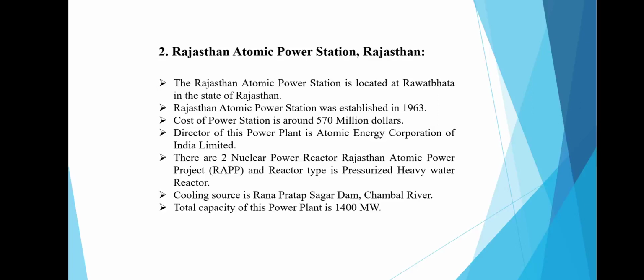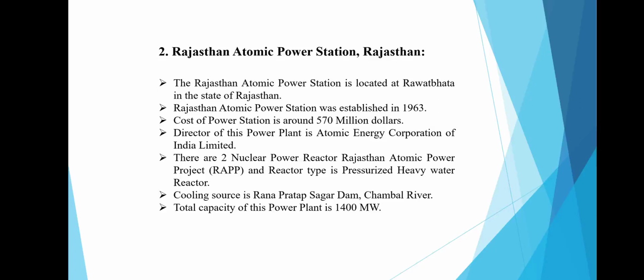Second is Rajasthan Atomic Power Station, Rawatbhata. The Rajasthan Atomic Power Station is located at Rawatbhata in the state of Rajasthan. It was established in 1963. Cost of the power station is around $570 million. Operator of this power plant is Atomic Energy Corporation of India Limited.